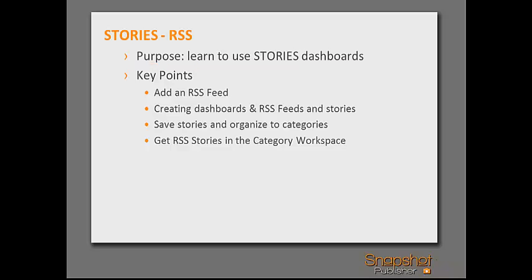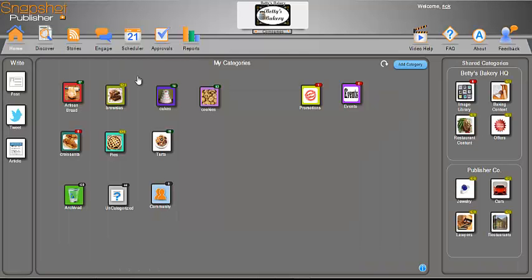The key points covered are adding an RSS feed, creating dashboards and adding RSS feeds and stories, saving stories and organizing them into categories, and getting RSS stories in the category workspace. Let's take a look. First, we're going to find an RSS feed and add it.